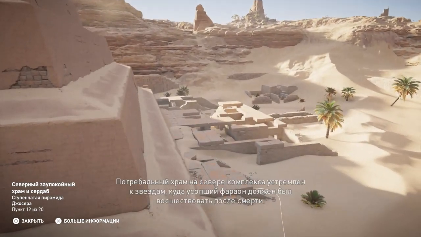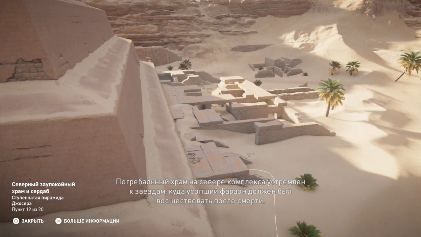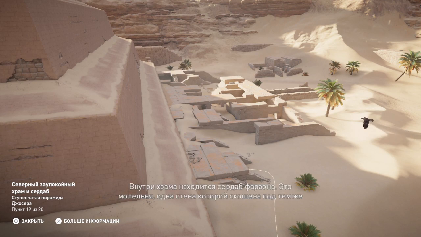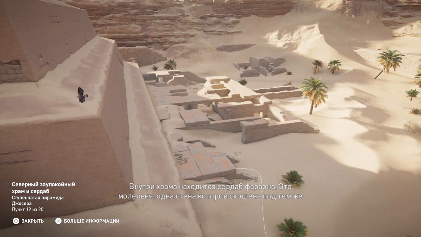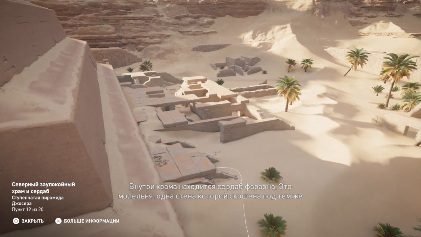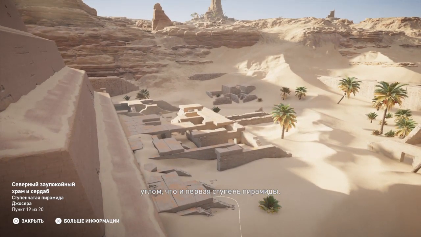The funerary temple is on the north side of the complex, facing the stars where the deceased ruler was believed to travel after death. Within this temple was the pharaoh's serdab, or cellar. It is a small, enclosed space with one wall sloped to match the first step of the pyramid.